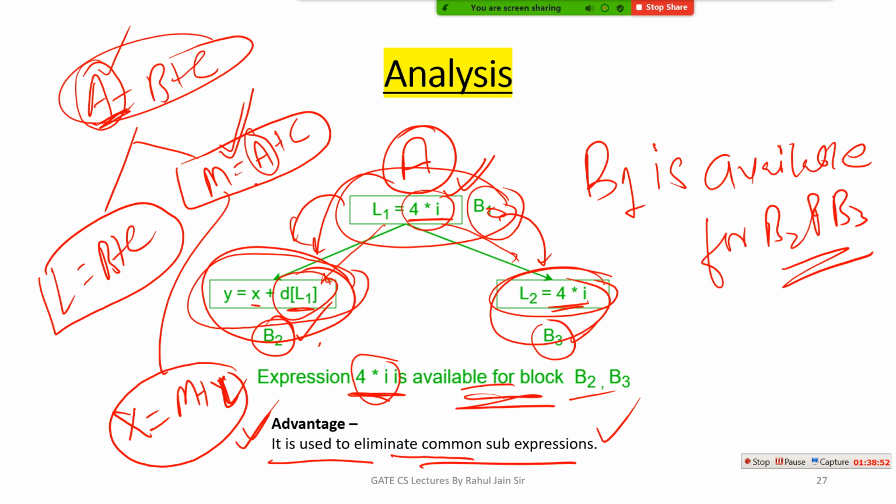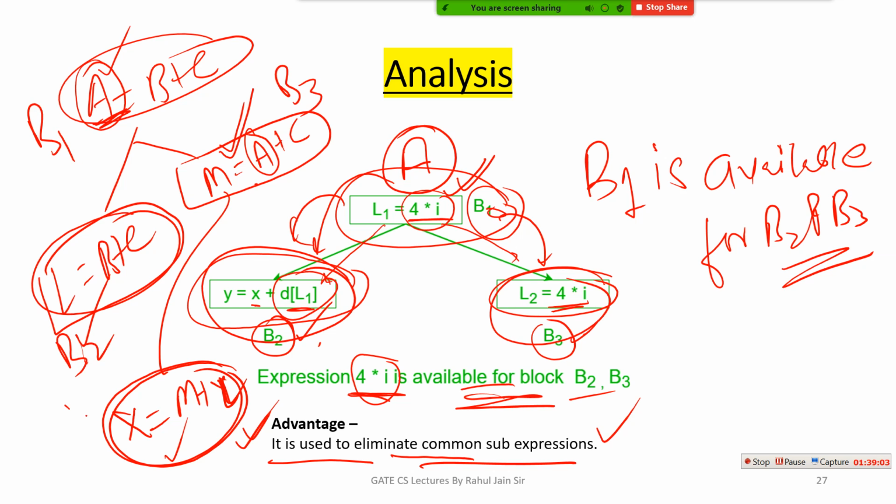But this available expression is not available in this block because I don't have the value in it. Suppose it is block 1, block 2, block 3, and block 4. So in block 3 only I have available expression a. In blocks B2 and B4 I don't have the available expression. Why? Because I don't have the availability of a here.